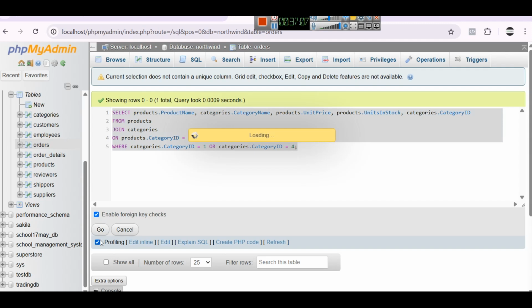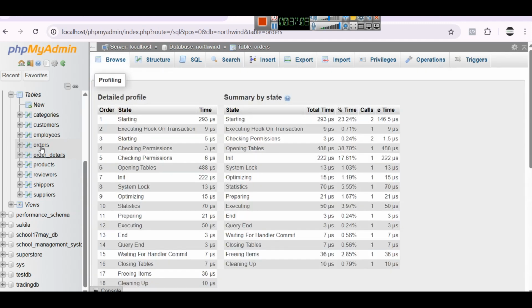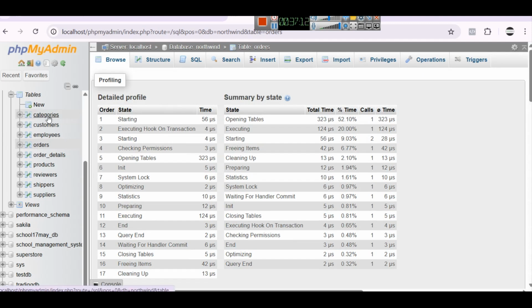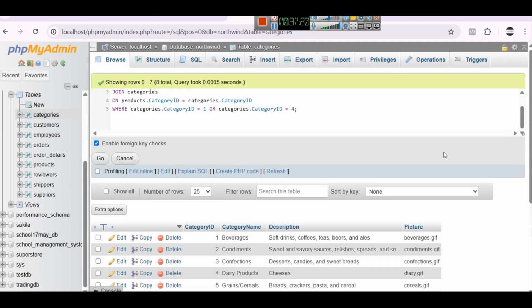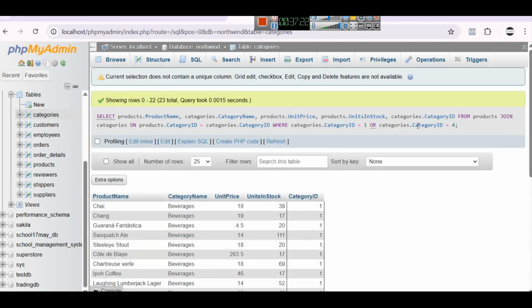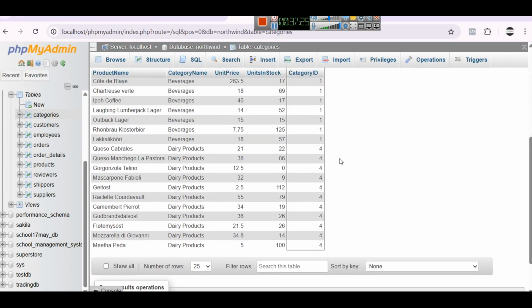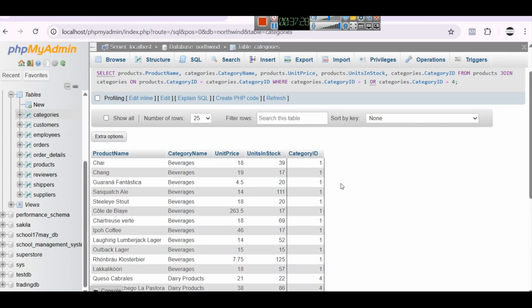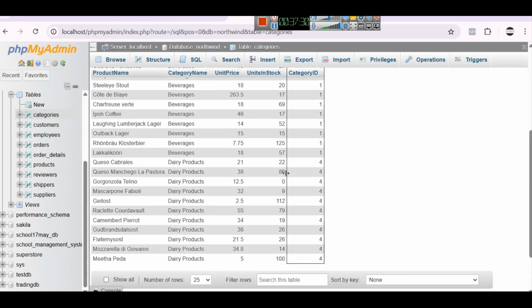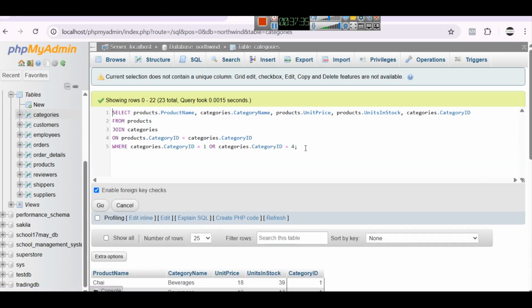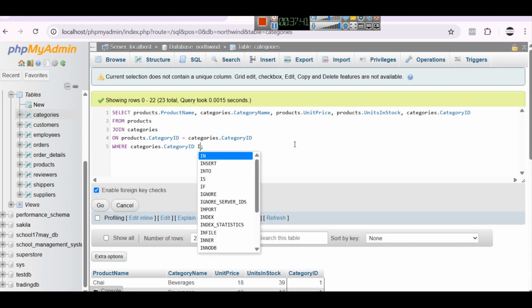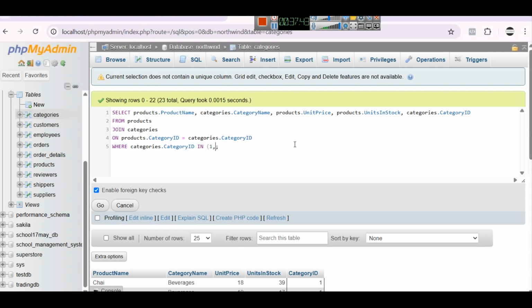Just a minute, profiling is on, you changed the table. So you can write it like this. Here it is showing only those products which have category ID equal to 1 or category ID equal to 4. We can also write in here, like where categories dot category ID in 1 comma 4.